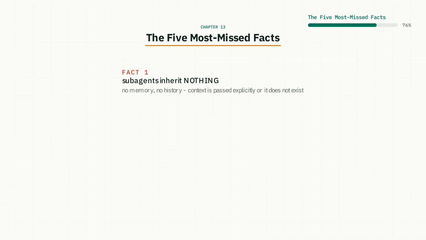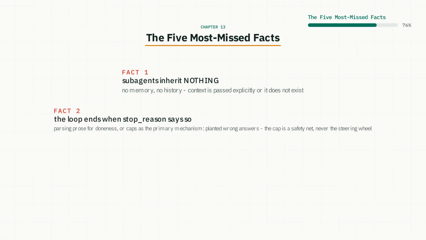Fact 2, the agentic loop ends when the stop reason says so. The model's response carries a machine-readable reason, and reading it is the answer. Parsing the model's prose for doneness, or leaning on an iteration cap as the primary mechanism, are both planted wrong answers. The cap is a safety net, never the steering wheel. Fact 3, schemas guarantee shape, not truth. Syntax, not semantics, and nullable fields are the anti-fabrication device.